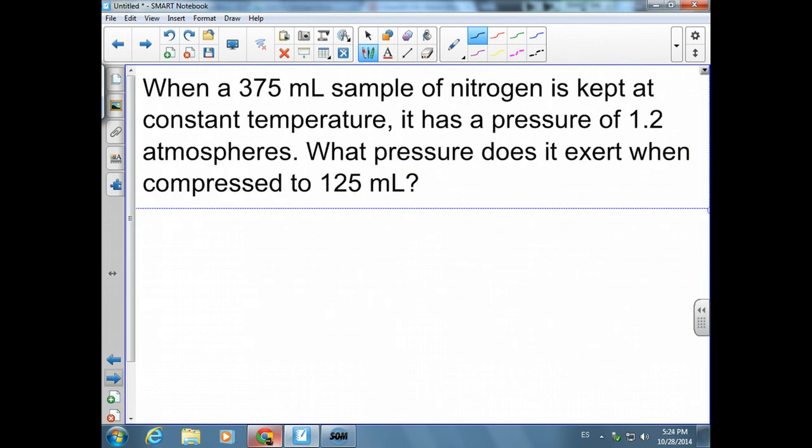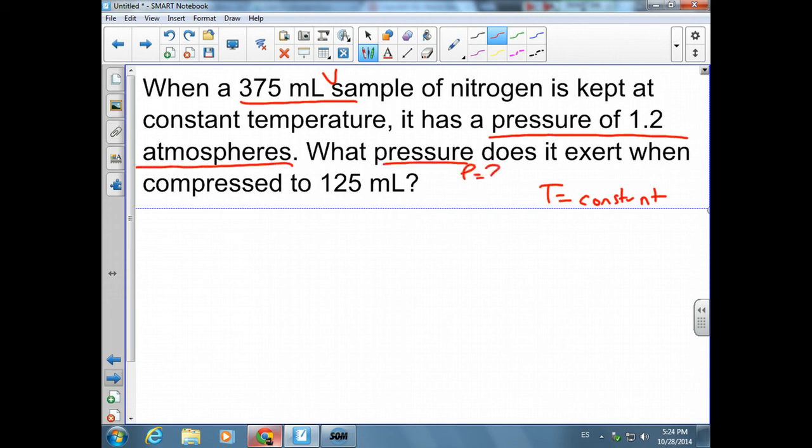A 375 milliliter sample of nitrogen. So here's my V. It is kept at a constant temperature, so I know that T is a constant. It has a pressure of 1.2 atmospheres. What pressure, so I'm looking for my P, is going to be some number of atmospheres, does it exert when it's compressed to 125 milliliters?